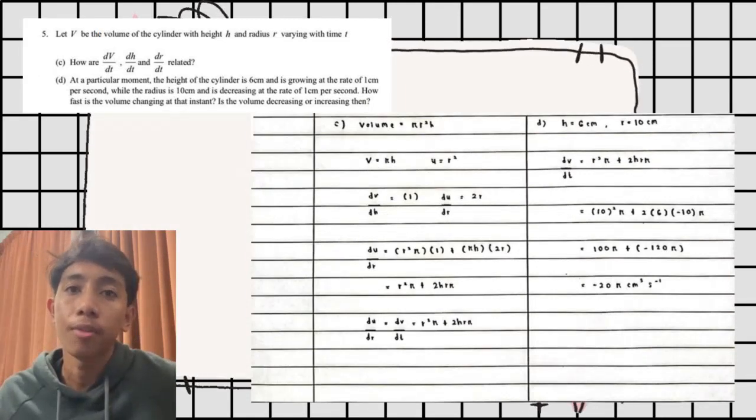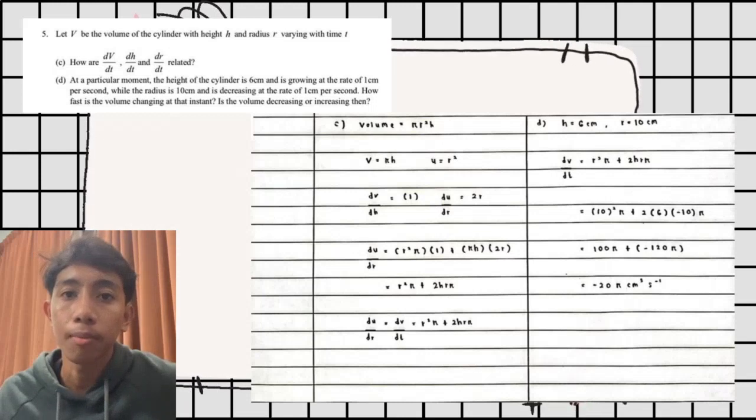Question 5. Let V be the volume of the cylinder with height h and radius r varying with time t. For part C, let us express the volume V of the cylinder in terms of its height h and radius r. V equals pi r squared h. Now differentiate both sides of this equation with respect to time t using the product and chain rule.